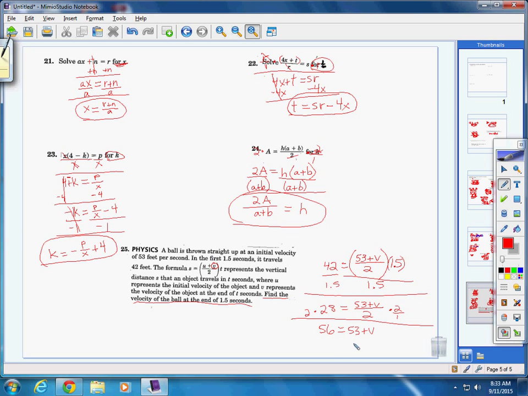Subtract 53 from both sides, and you are left with v equals, it says find the velocity of the ball. So what are the units then? Well, if you look back, you realize we're talking about seconds and we're talking about feet. So 3 feet per second is how fast that ball is moving. Every second that ball is moving 3 feet during the first 1.5 seconds.